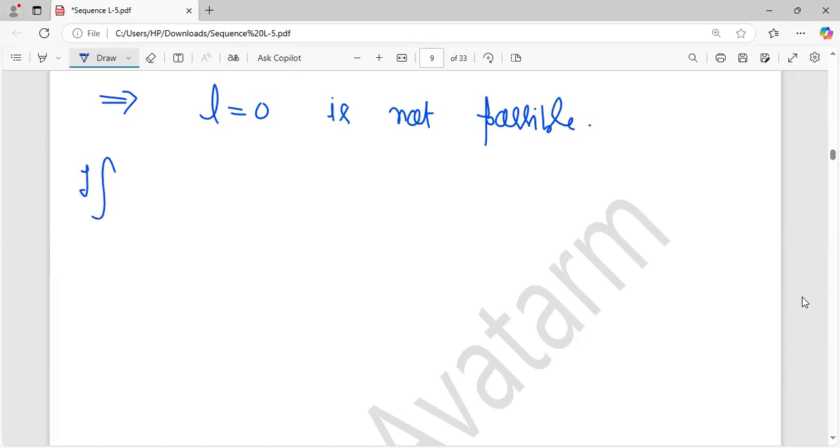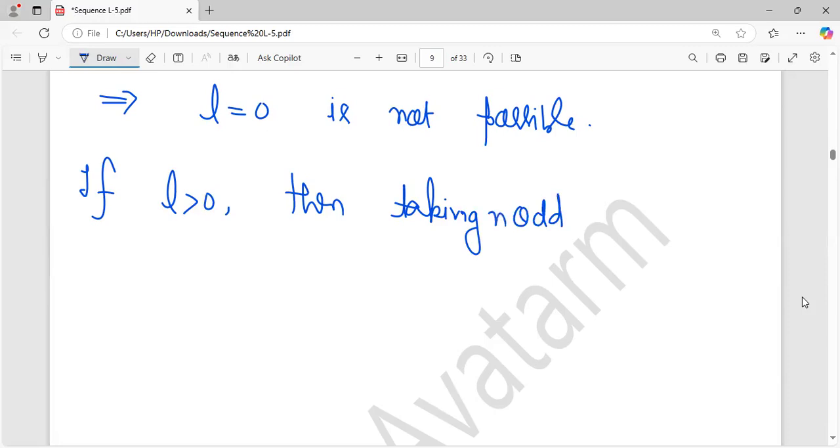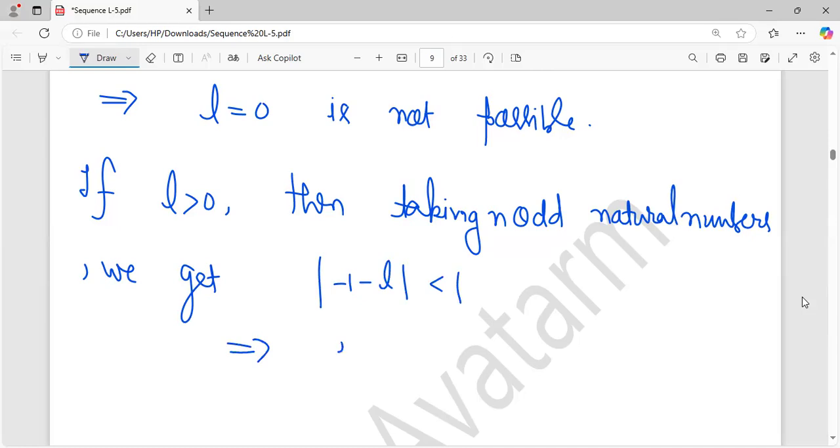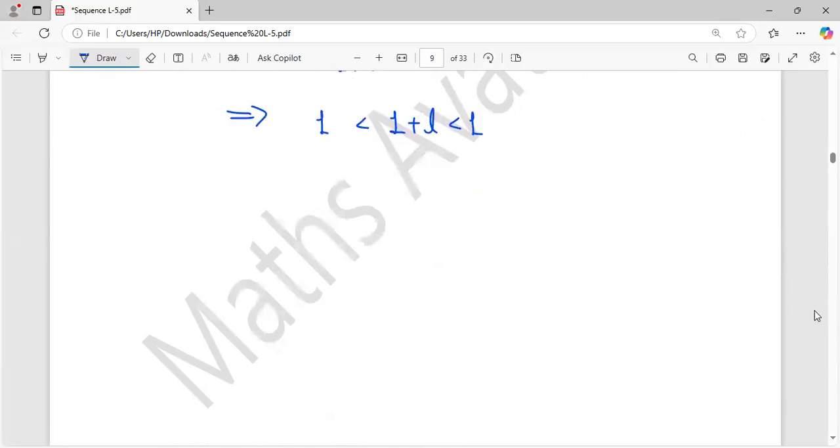Now, if L is greater than 0, then taking n odd natural numbers, we get minus 1 minus L, and the absolute value is 1 plus L. So 1 plus L is always greater than 1 because L is positive, which is a contradiction. This is not possible.